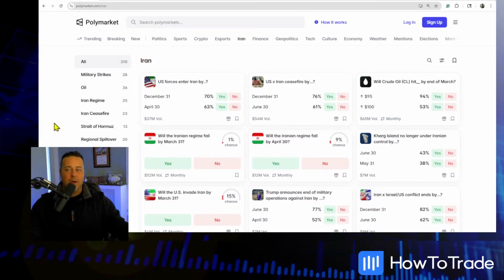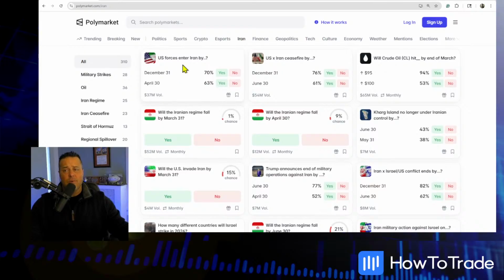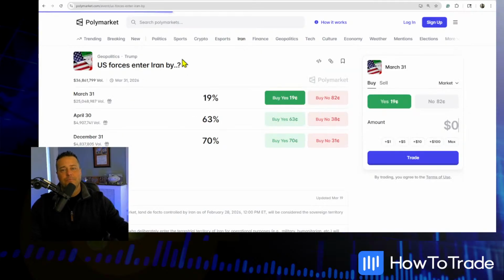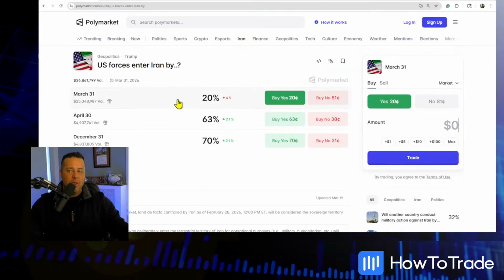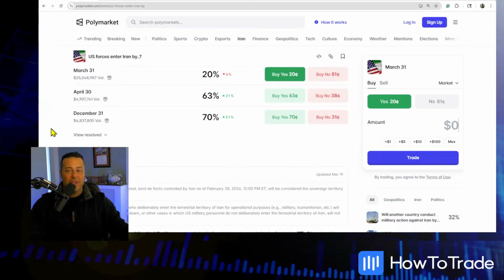These are our Polymarket odds for what's going to happen in Iran. U.S. forces enter Iran by. This is the big one. This is what we're watching over the weekend. Only about a 20% chance by March 31st. A lot of action in this market right now. Everybody pretty much knows that the weekends are when news has been made when it comes to the Iran situation, because that's when the markets are closed.